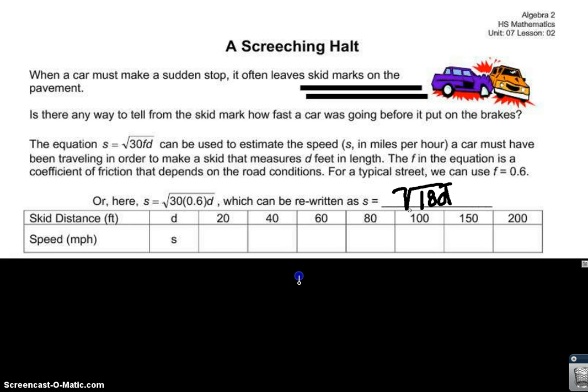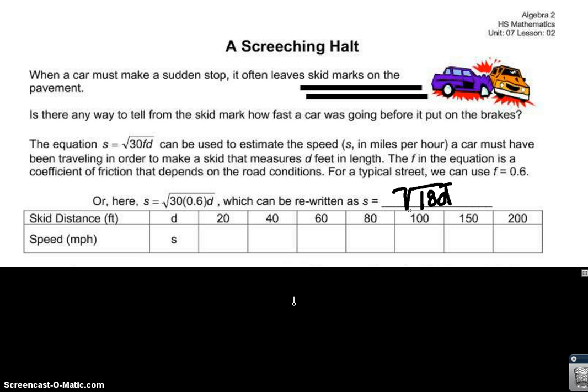Okay, so the next part, what we're looking at is the table. So it gives us the distance. So we have 20 all the way to 200. And then we have the speed. So what I want you to do is take these X values, the 20, 40, 60, 80, 100, 150, and 200, and we're going to plug that in for D. And plug that into your calculator, and let's see what we get.